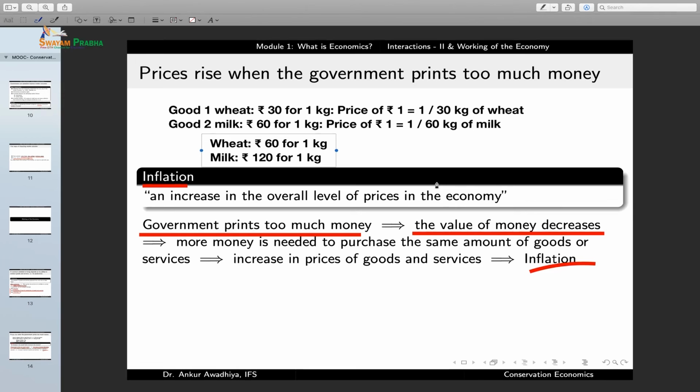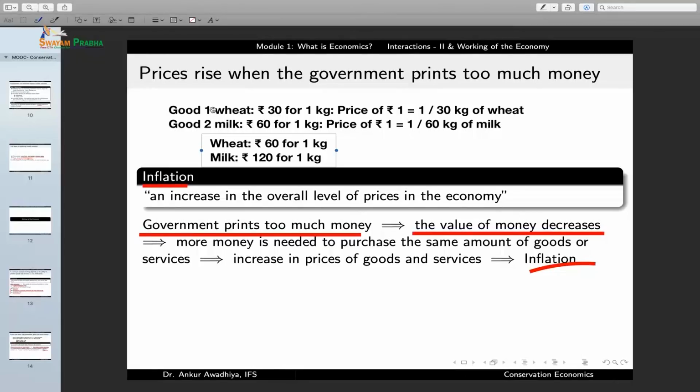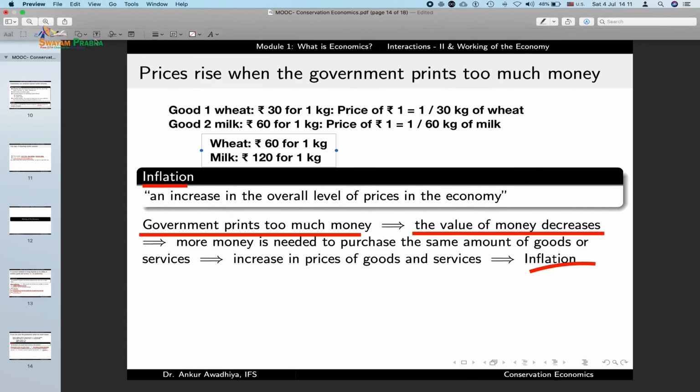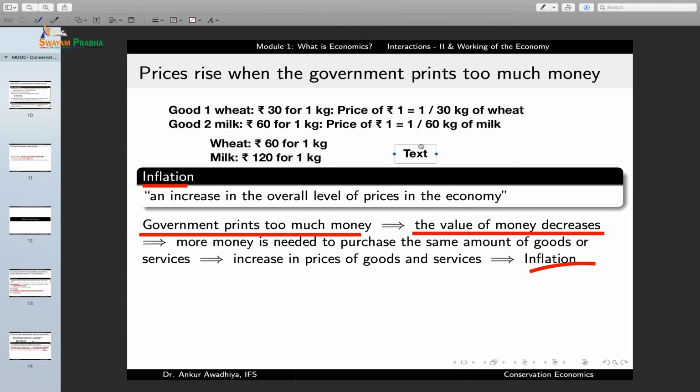But this is known as a notional increase in the prices. This is notional because this is only there in name. Because if you looked at the society earlier, you would find that milk is worth twice the amount of wheat. So let us put it in writing. In the earlier situation, for 1 kg of milk, you were paying 60 rupees, which is equivalent to 2 kg of wheat. Now this is in the earlier situation.